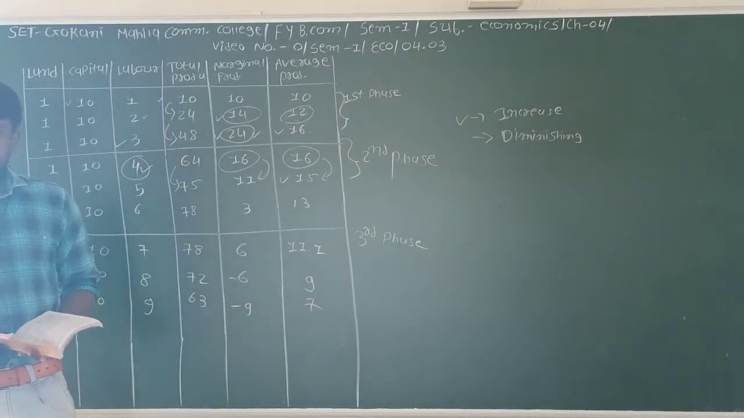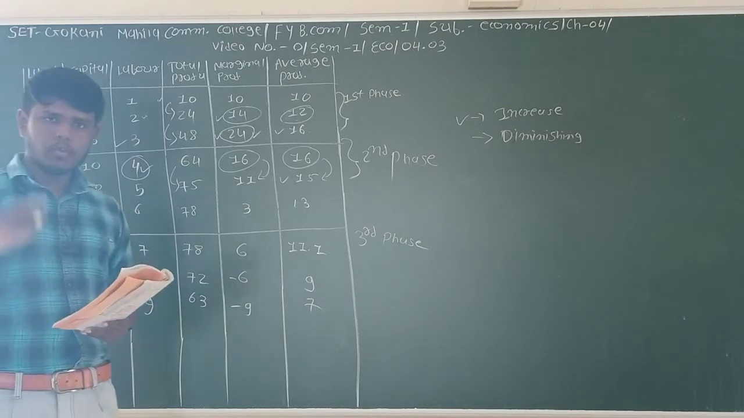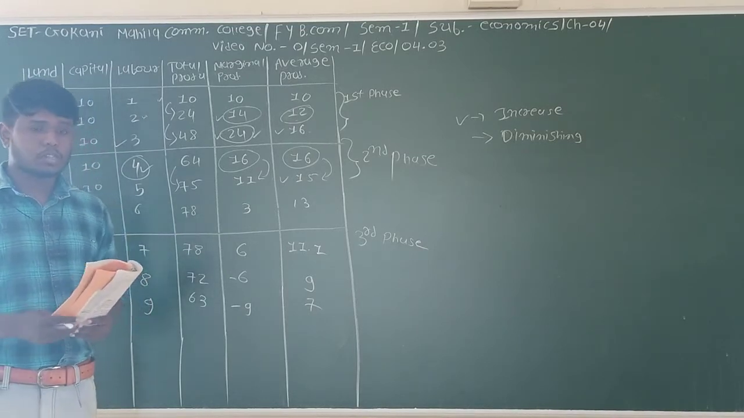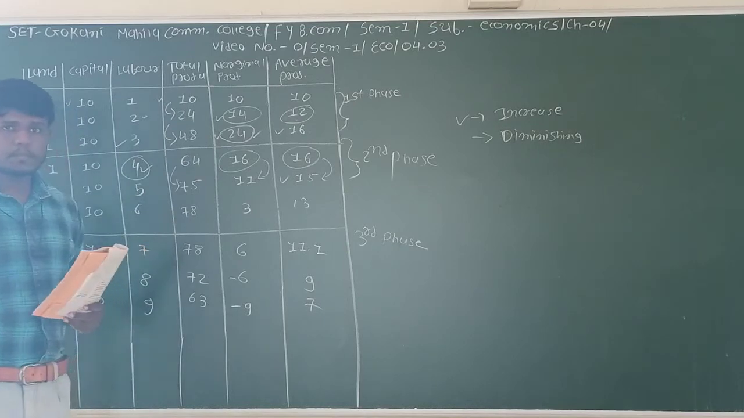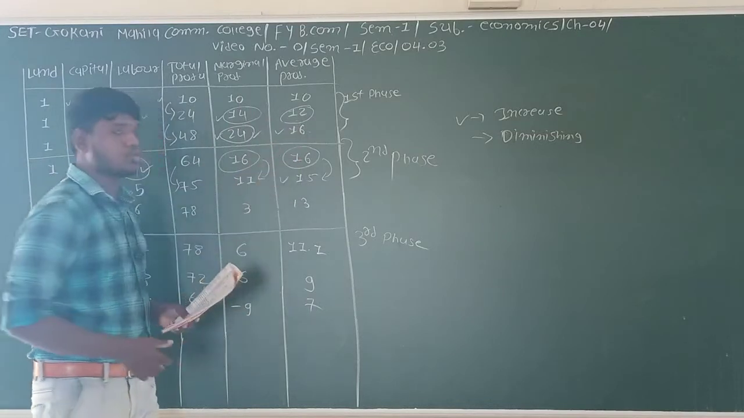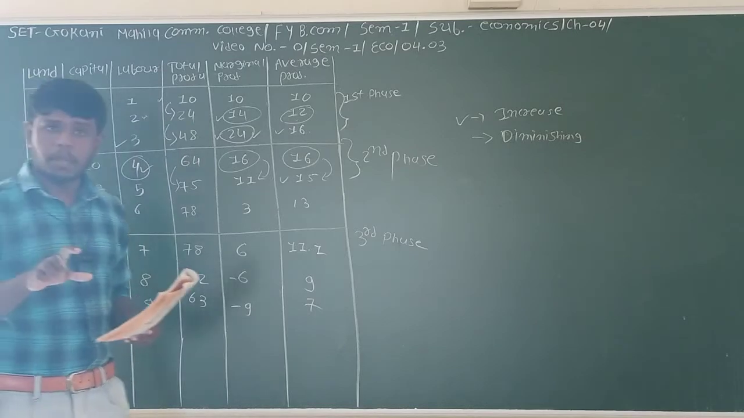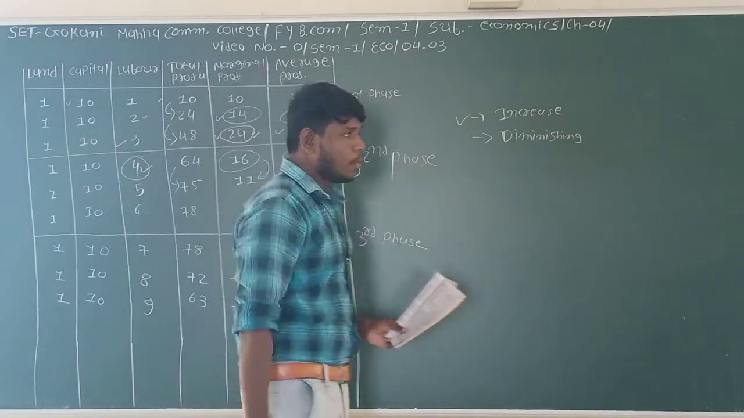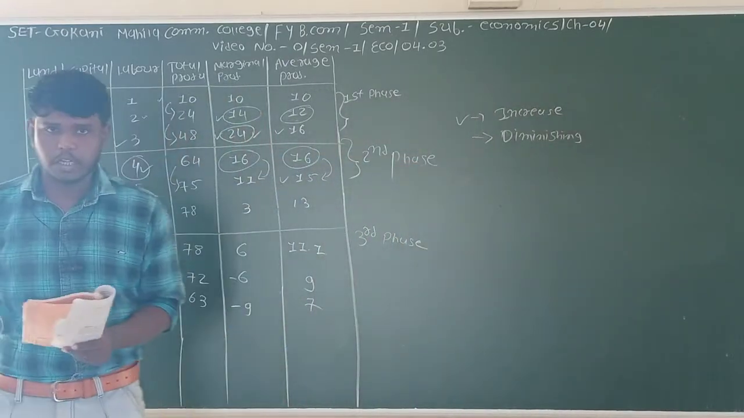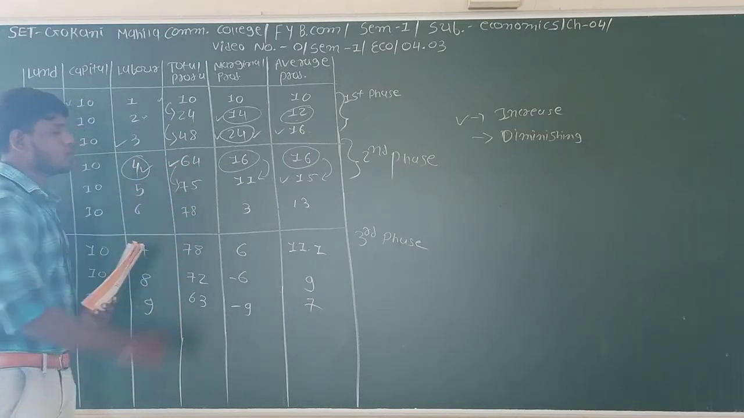So in this diagram, you can clearly see that in the starting phase of production you will get higher and higher production. Marginal production is also in the incremental stage. Your average production is also in the incremental stage, as well as your total production in the first phase. But when you go to the second phase, your total production is still incremental. You can see from 64 it will become 75 and 75 to 78.